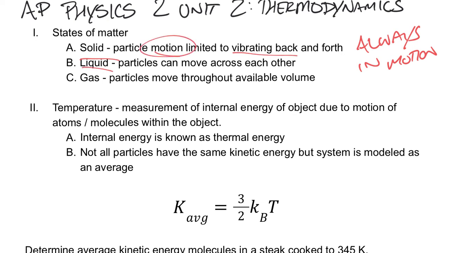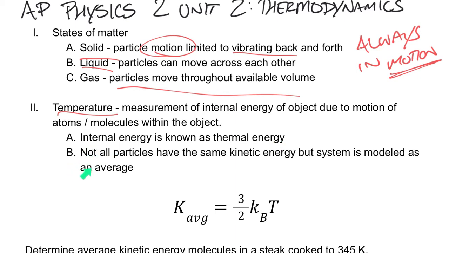When they're in a liquid, they're able to move past one another, so there's a little bit more motion in them, and then in a gas, the particles are able to freely move throughout the volume that is available. But again, they're always in motion. Now, what we need to understand is that temperature is really the measurement of this motion. So temperature is a measurement of internal energy of an object due to the motion of the atoms or molecules within the object. This internal energy is known as thermal energy.